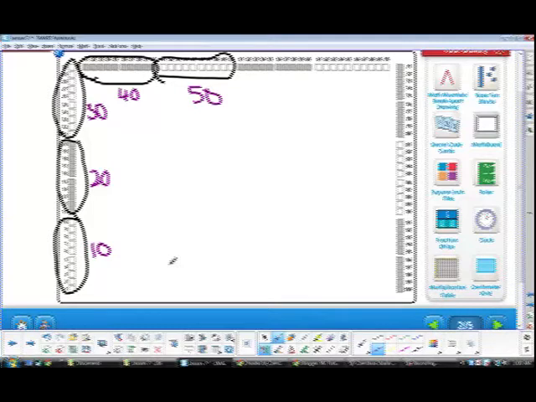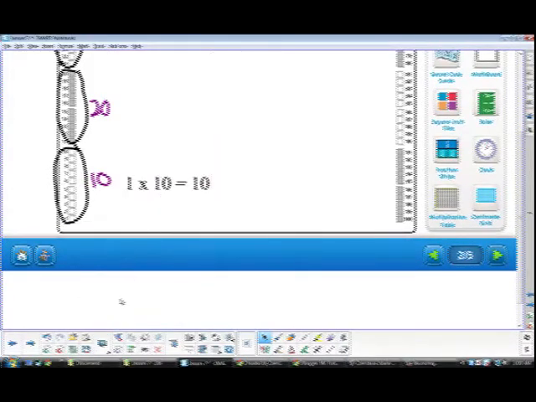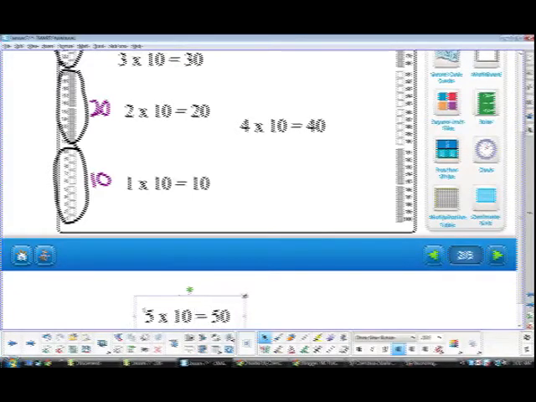We're going to write the multiplication for each count by. 1 times 10 equals 10. There's my 1 times 10. Now let's try 2 times 10. 2 times 10 equals 20. 3 times 10 equals 30. What is 4 times 10? Correct, it's 40. 5 times 10, what does that equal? 50. You guys are all smart.